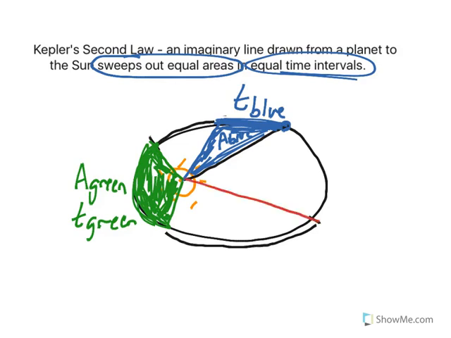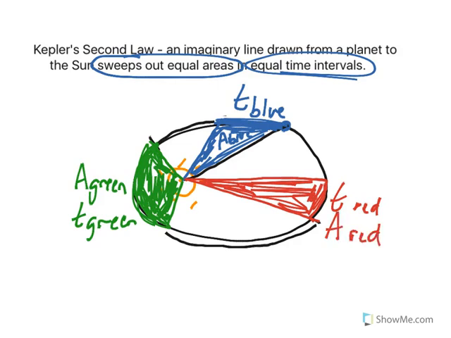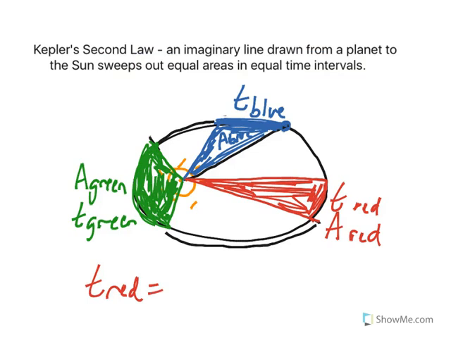This time I'm going to draw my imaginary line as red, and we want to sweep out an equal time interval and an equal area. And I will color this one red, and we will call it T red and A red for area red and time red. So what Kepler's second law is telling us is that T red is equal to T blue, which is equal to T green.